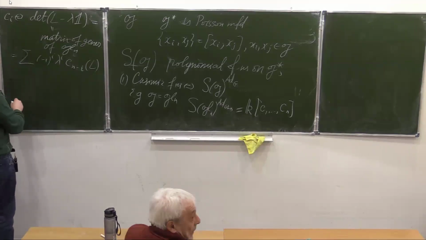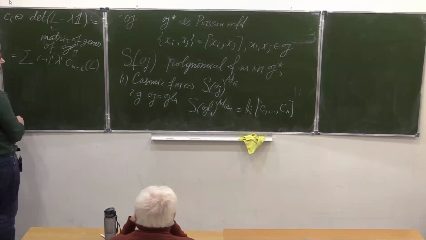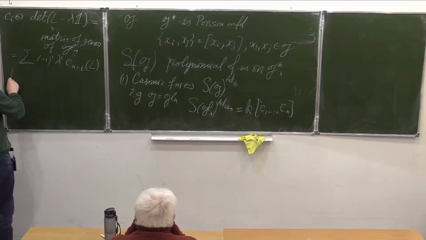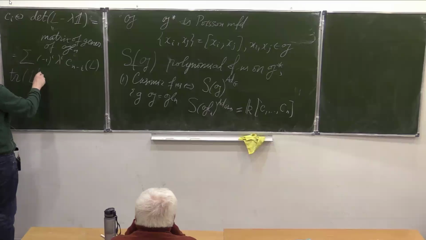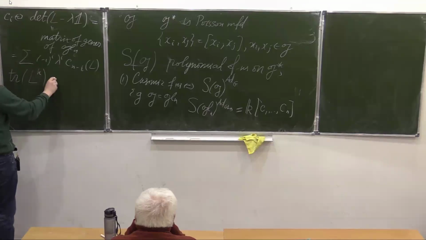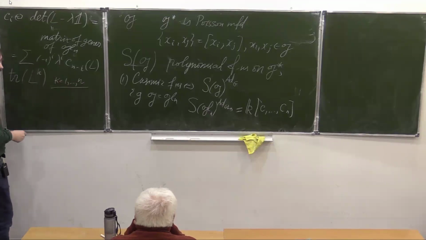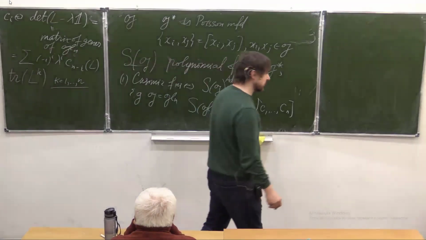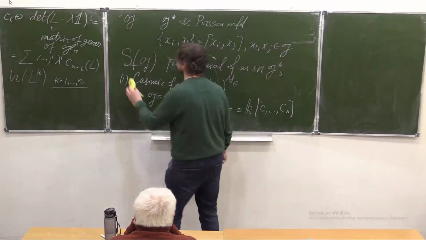There are also other possible choices of generators of this center. For instance, you can take the trace in the usual sense of the matrix L to the power k, and let k go from 1 to n. This is also a set of generators of this algebra of Casimir functions.